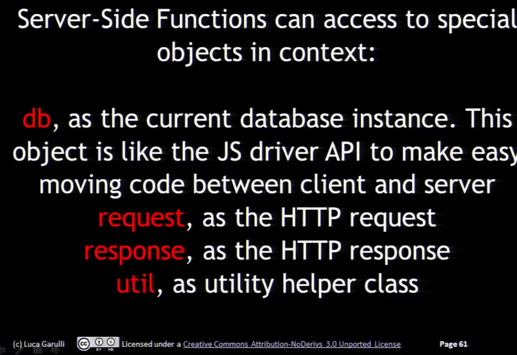Server-side JavaScript always has four objects in the context. DB is the current database. The API is identical to the JavaScript on the client side, on the web page. So it's very easy to move your code from the client to the server side because the API is the same. If I get that piece of code and I move it to this side, it works.